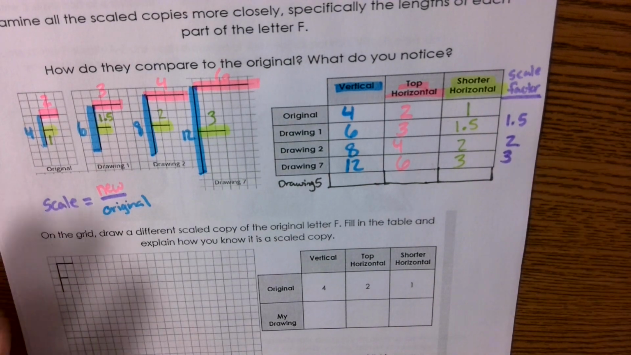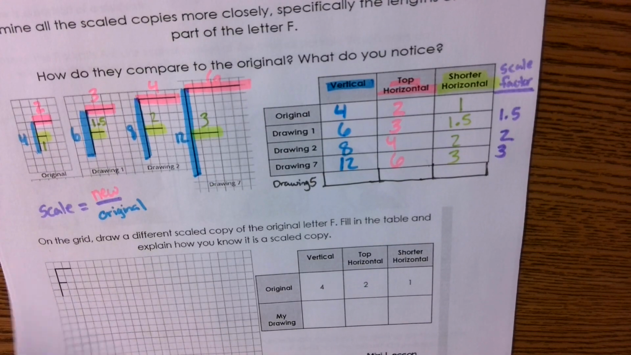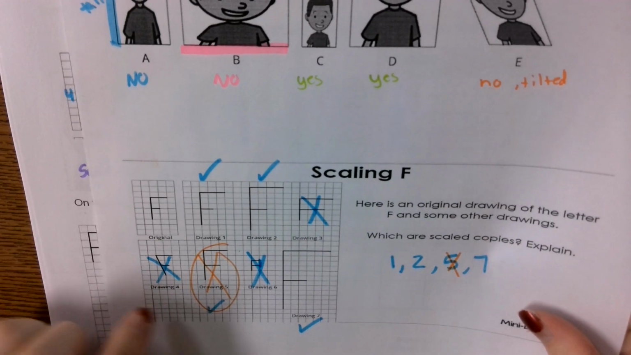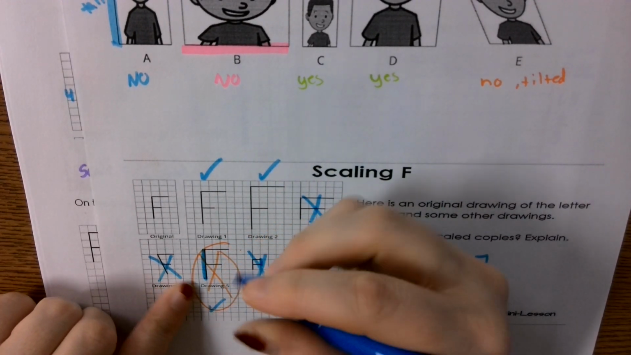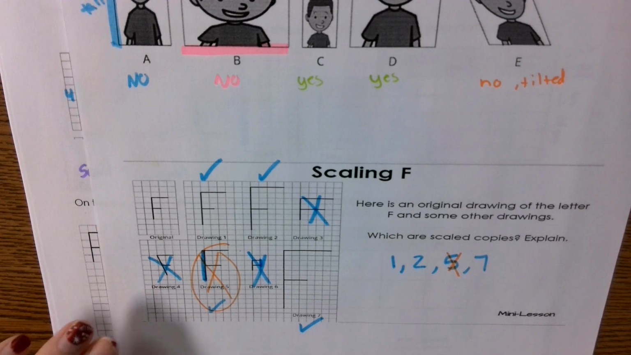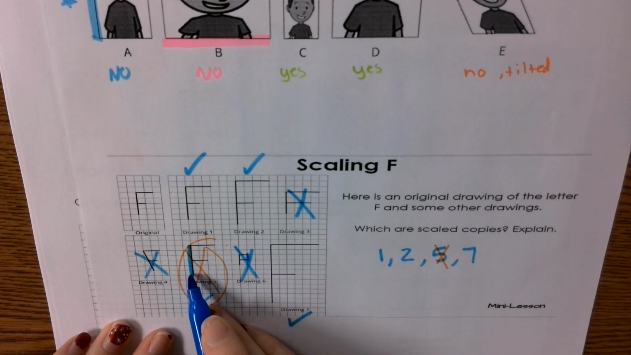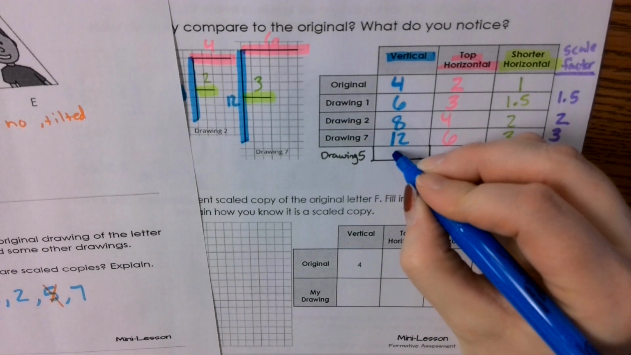So now, let me show you why drawing 5 is not considered to be an actual scale drawing. So if we take a look at drawing 5, the horizontal count, who can tell me what the horizontal count is for drawing 5? Go back to your drawing 5, look at the horizontal count. What is that going to be? 6, right? So I'm going to put a 6 down here.